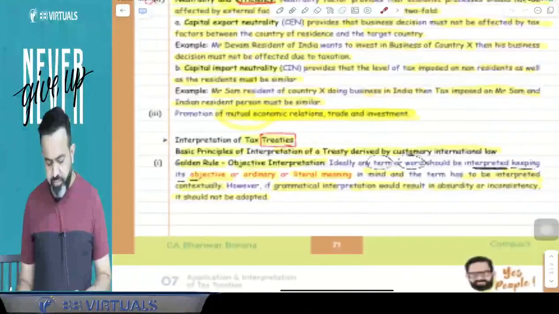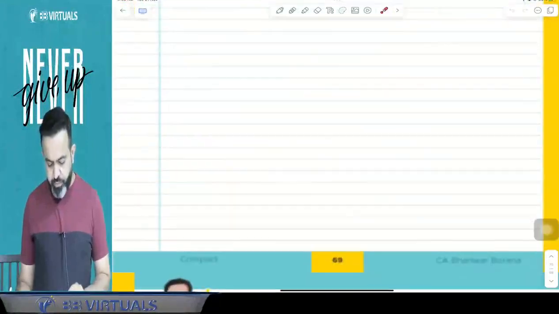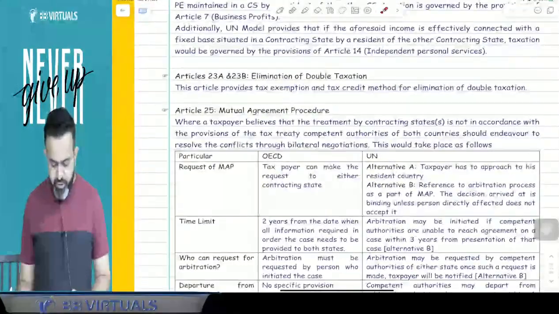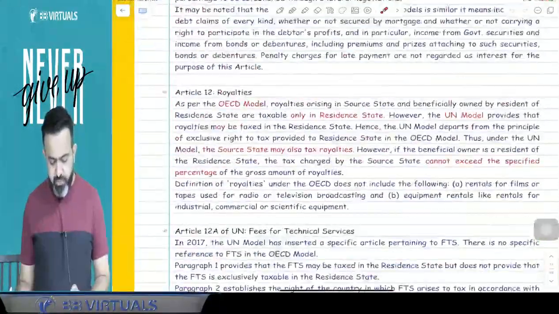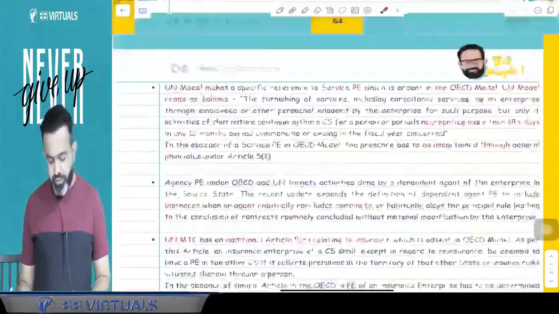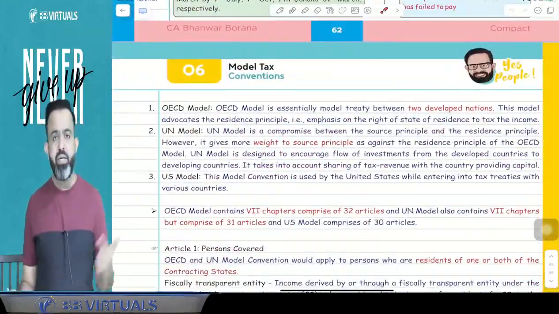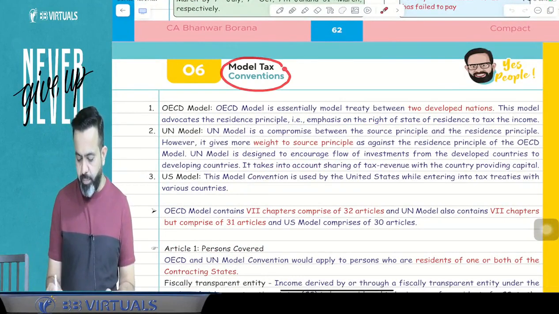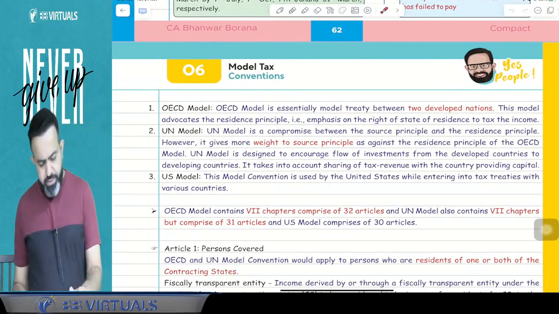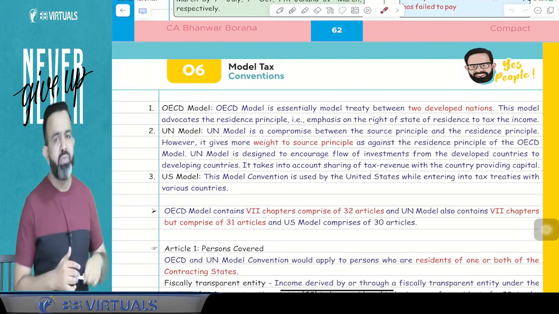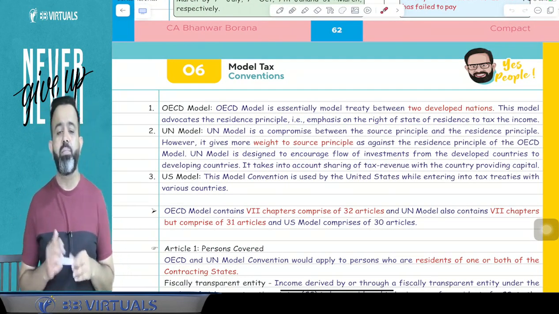Now guys, in this chapter one small topic is pending, and that topic is your model tax convention. For this topic you will get the recorded lecture today only. There will be a 1 hour lecture, and in that 1 hour lecture we will cover the model tax convention or MTC. Okay, now guys, in your batch only you will get this recorded lecture, as well as in non-resident taxation there is some pending part.